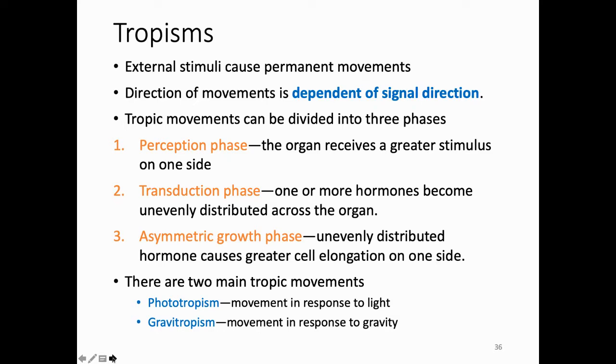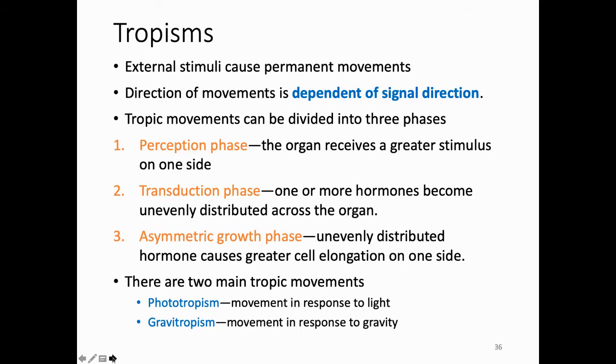So, let's move on to tropism. Tropism is the movement of plants triggered by external stimuli that causes a permanent movement. The direction of the movement is dependent on signal direction. Tropic movement can be divided into three phases: perception, transduction, and asymmetric growth phases.